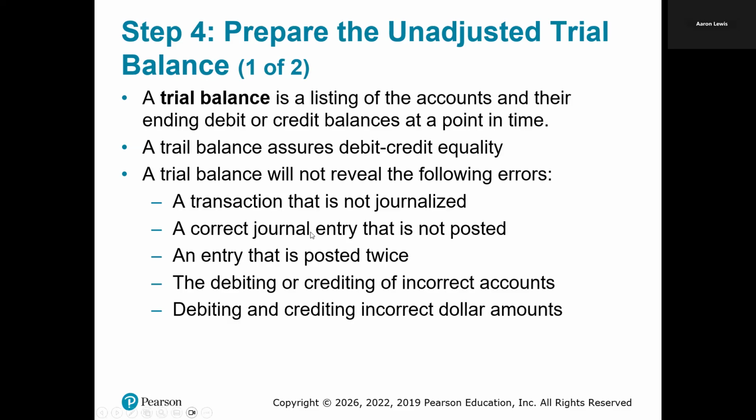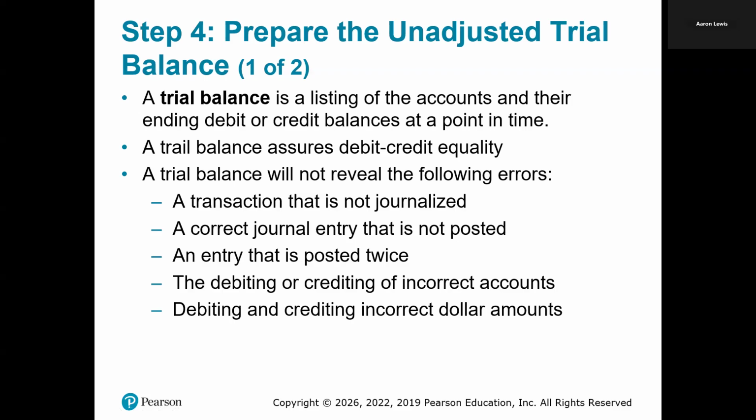The same is true if you record the entry and you never post it to the ledger. Because it's not in the ledger, it won't affect the balance on there, but your debits should still equal your credits. And it's also true if you accidentally post an entry twice, as long as both entries have their debits equal their credits, your overall debits and credits will still equal. If you use an incorrect account in a journal entry, it's not going to throw off your debits and credits. And if you use an incorrect dollar amount in a journal entry, it's not going to throw off your debits and credits, again, as long as they equal in the entry.